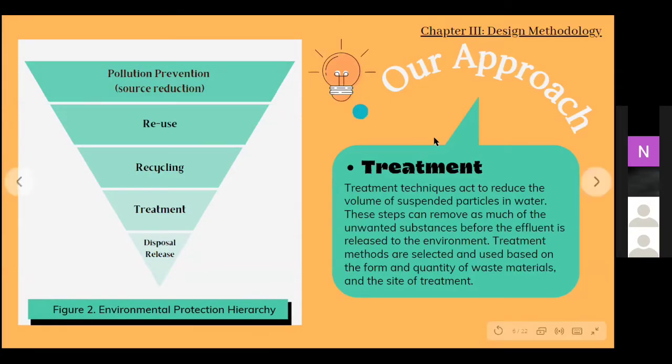The approach to our design is based on the concept of treatment in the environmental protection hierarchy. Treatment techniques act to reduce the volume of suspended particles in water. In our case, that would be microplastics. These steps can remove as much of the unwanted substances before the effluent is released to the environment.